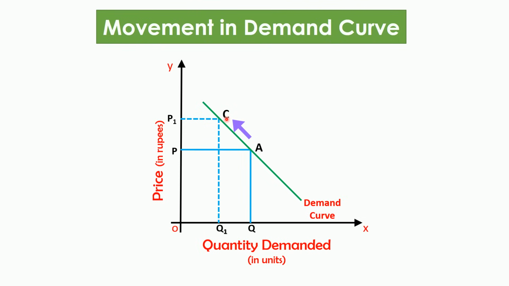Now, if the price of the commodity changes from 100 rupees to 60 rupees, then the change in the price will lead to the downward movement of the demand curve.